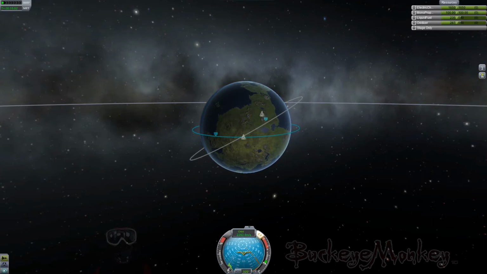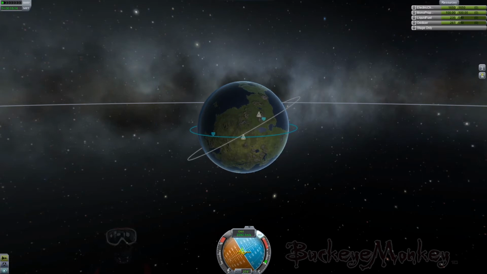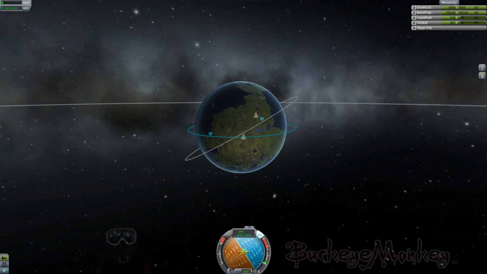So if we swing around to the other side, we have this other yellow marker with an X through it. This marker is always on the exact opposite side of the ball from your direction of travel marker, or prograde marker. This one is often referred to as the retrograde marker, and it indicates the direction exactly backwards from your current direction of travel. If we were to aim at this marker and give ourselves some thrust, we wouldn't be changing our direction at all. We would simply be slowing down.